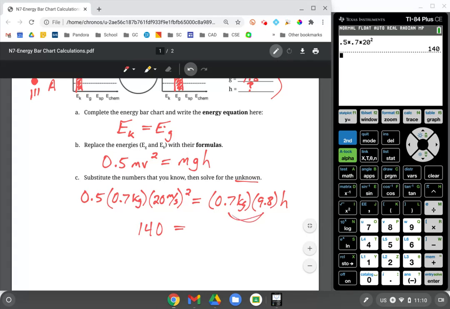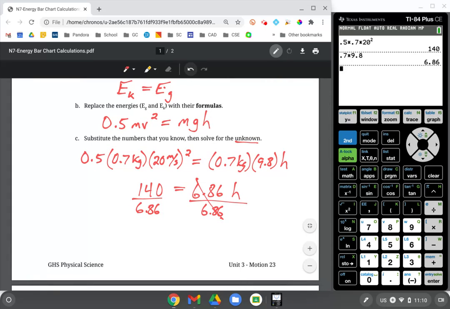Then I'm going to multiply these two numbers to see what the coefficient in front of h is. So 0.7 times 9.8 is 6.86 times the height. And so in order to calculate what the height is, what we need to do is divide both sides by 6.86, because if we do that, then we will cancel it out from the right side and isolate just the variable h.